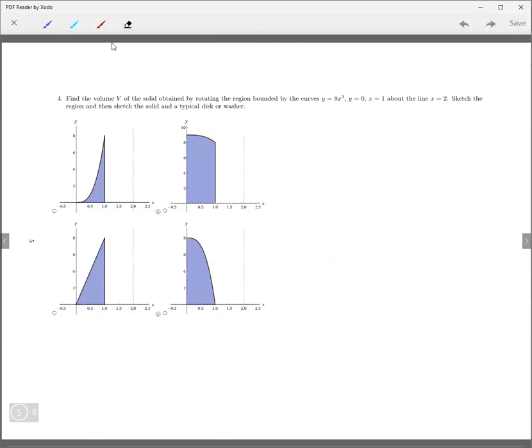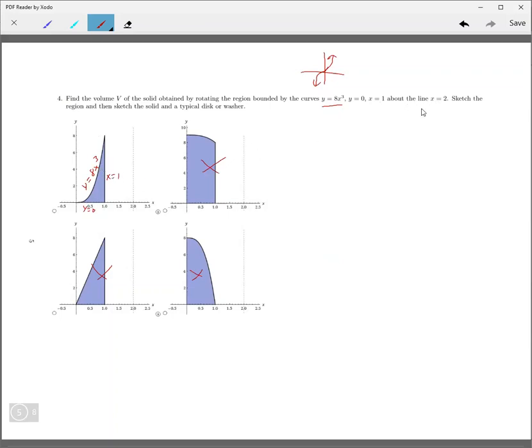So based on just that, we can throw everything out just based on the first one, because that should look like y equals x cubed. So this must be y equals 8x cubed. When x is 1, we're up here at 8. So that's good. And then y equals 0 is here, and x equals 1 is over here. So that's the region right there.